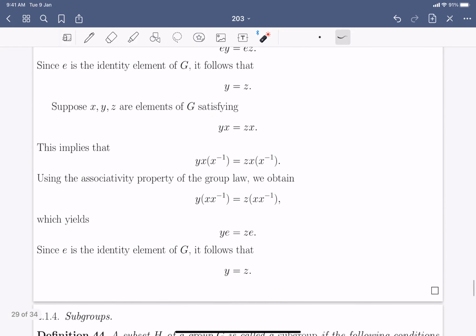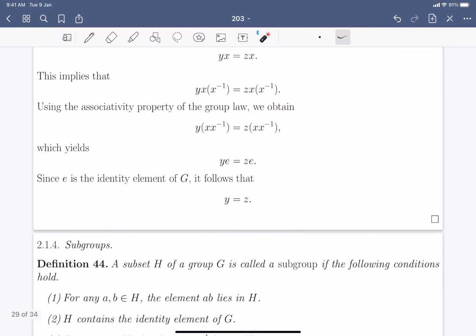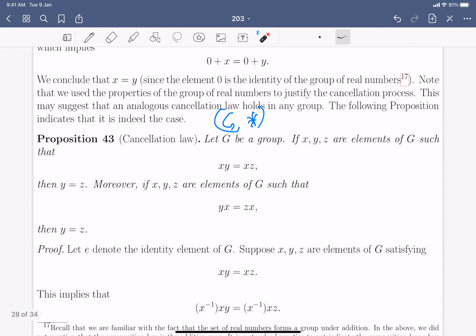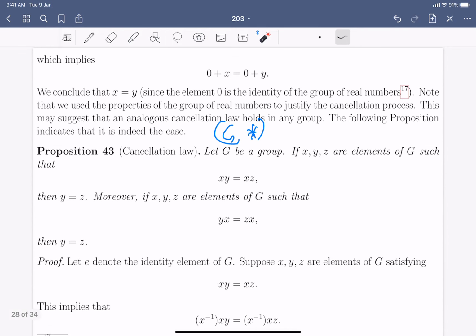And similarly, if we assume yx equals zx, then you can multiply these two quantities by x inverse from the right, and then use associativity of the composition law to combine these two elements together, x and x inverse. Then you would get y times identity and z times identity, and by the defining property of the identity element of G, it follows that y equals z. So this strategy of removing x from both sides, that usual striking off policy, works thanks to this justification. So this is crucial.